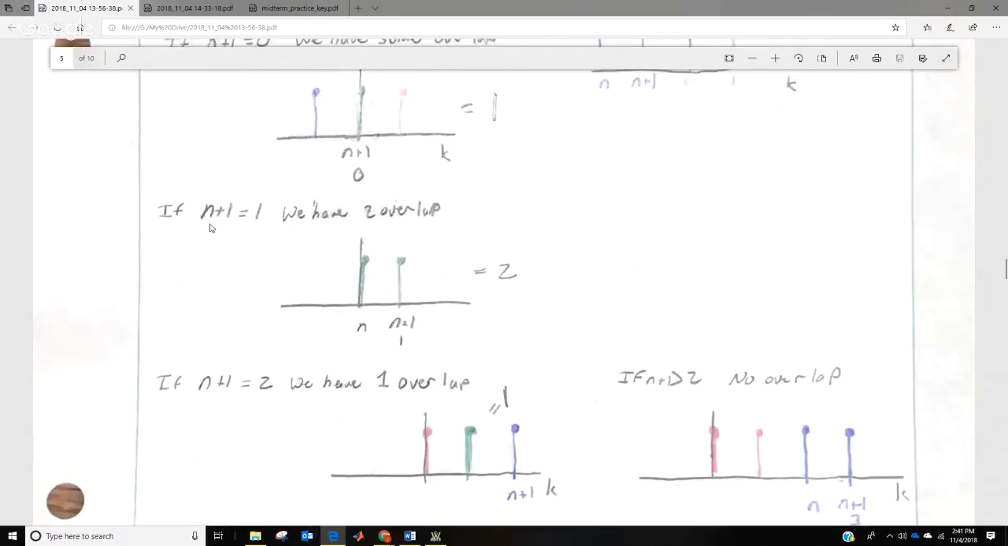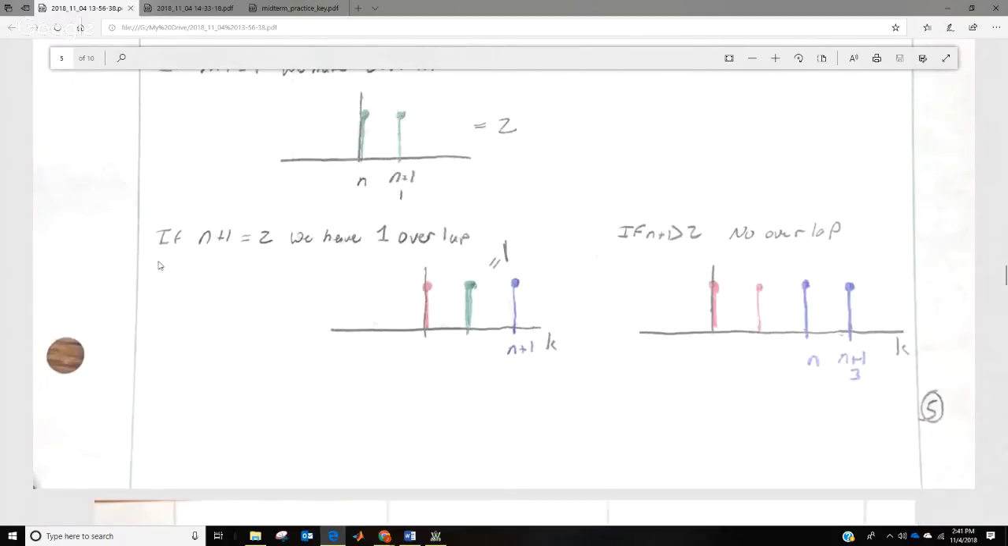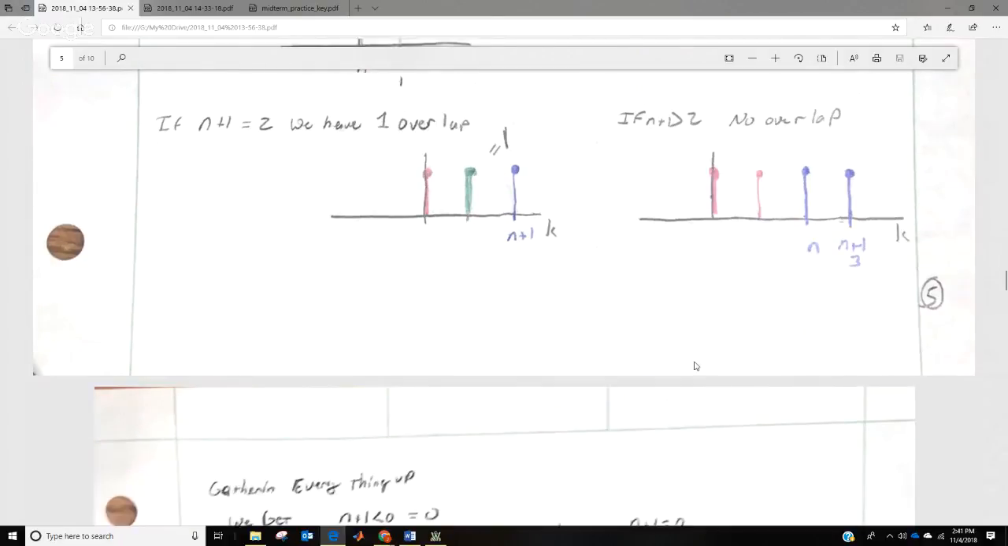Now that n plus 1 equals 1, we are completely overlapped, so our output is 2. And when n plus 1 equals 2, we moved n plus 1 over here, so now we have the trailing edge and the leading edge overlap, so the output is 1. And then if n plus 1 is greater than 2, we've now moved it all the way across, and we are no longer overlapping.